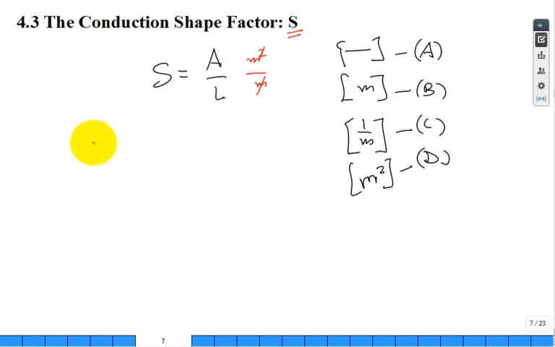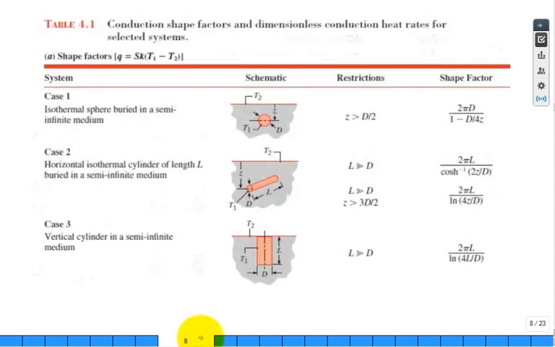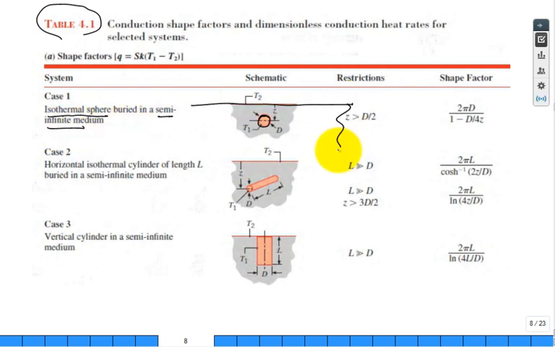Right. If I had some crazy configuration, we're going to look at a lot of them. Here they are. They're tabulated in table 4.1 of our textbook. They have maybe, what is this, an isothermal sphere. So the sphere is buried in a semi-infinite material. So this is the semi-infinite material like that. And the material has a thermal conductivity k. The sphere has diameter d.